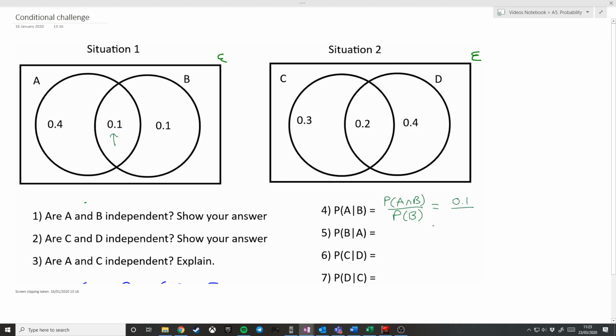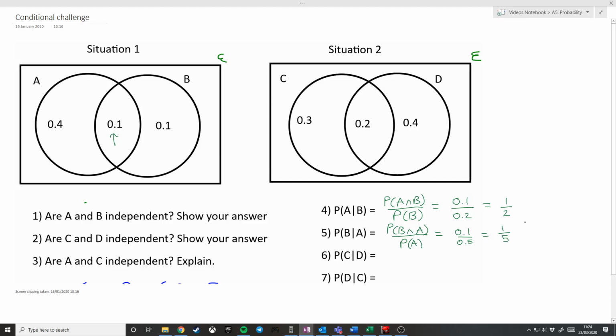And the probability of B is 0.1 plus 0.1, which is 0.2. And so I can see that this is a half. Probability of B given A, that's the probability of B intersect A, which is the same as A intersect B, divided by the second one, which is the probability of A. The intersection again is 0.1, but the probability of A is 0.5. So this is 1 out of 5.